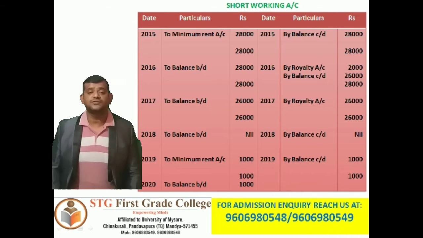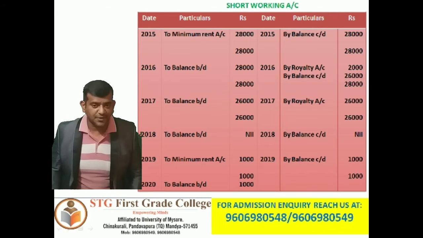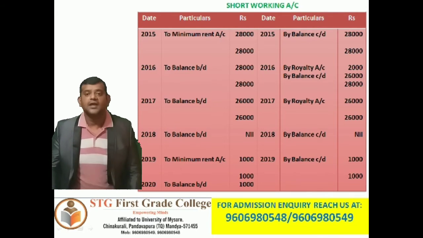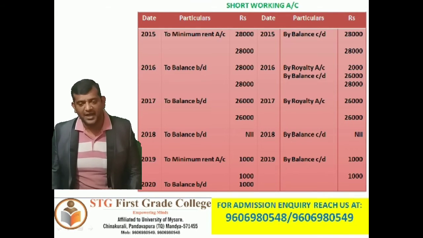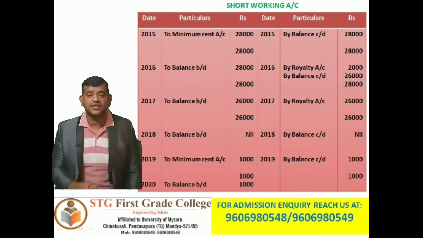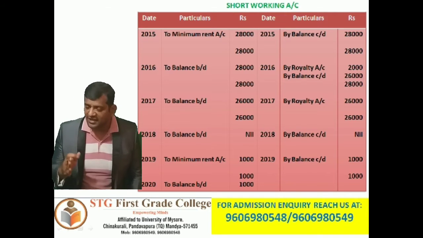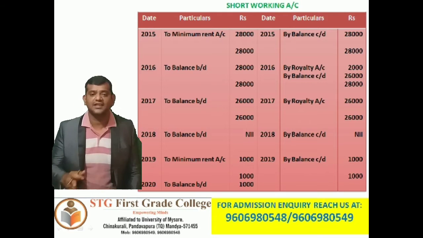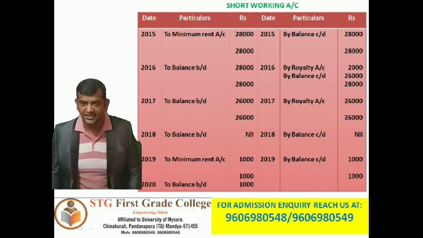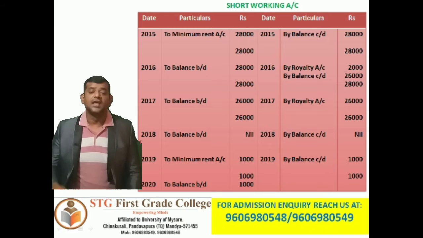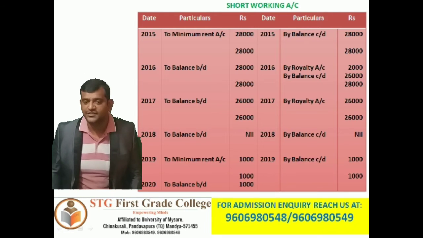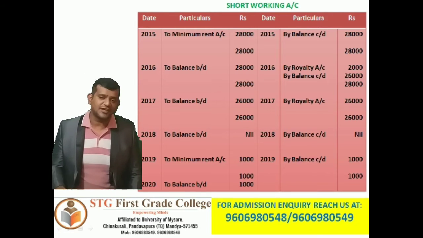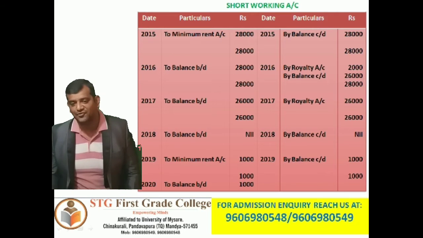In the year 2017, to balance brought down 26,000. In the year 2017, by royalty account 26,000, because we were able to recover the entire short working in the year 2017. So there is no carried down figure for 2018. So 2018, to balance brought down nil. 2018, by balance carried down nil.